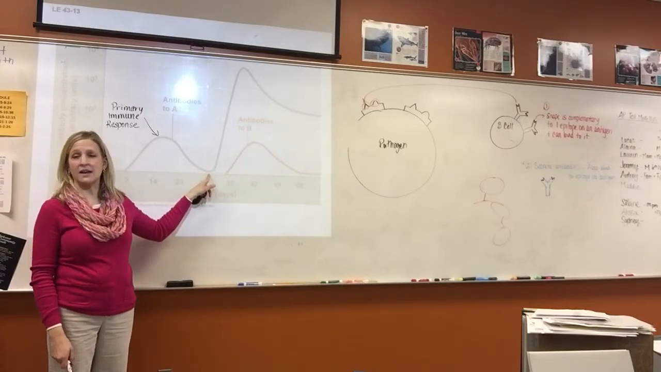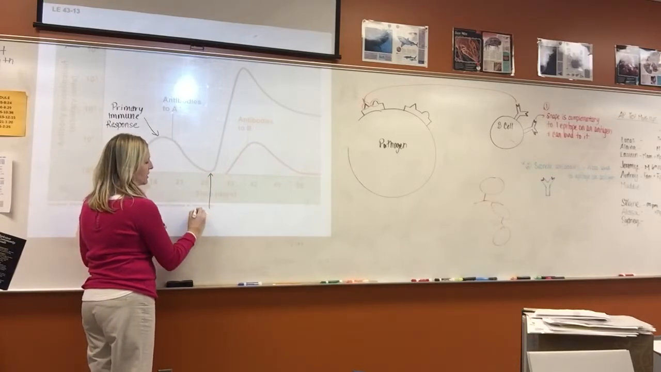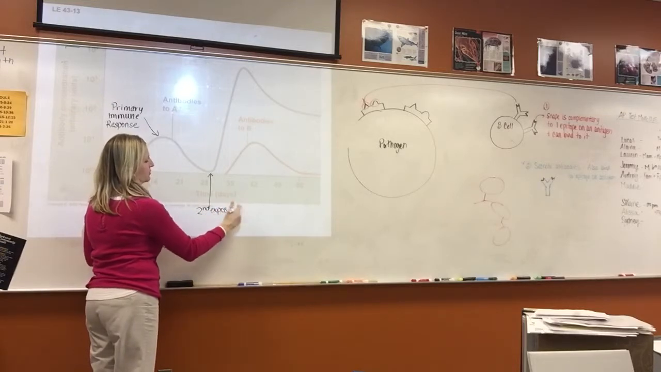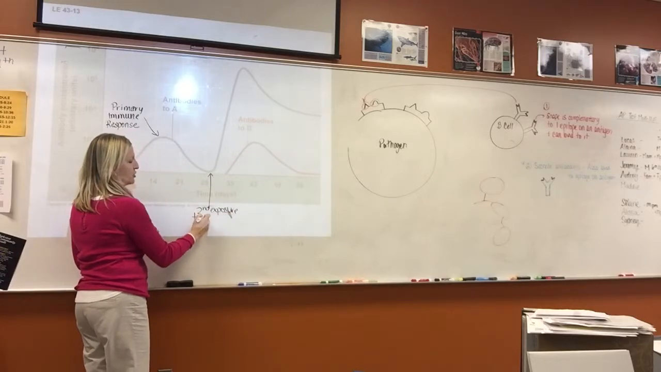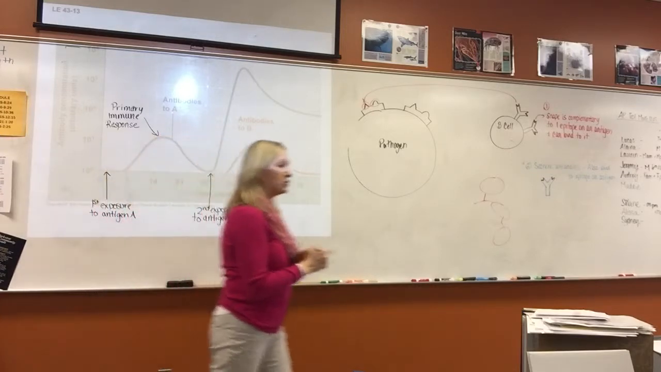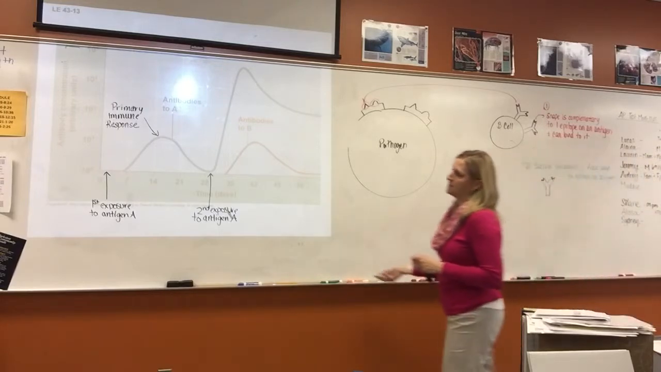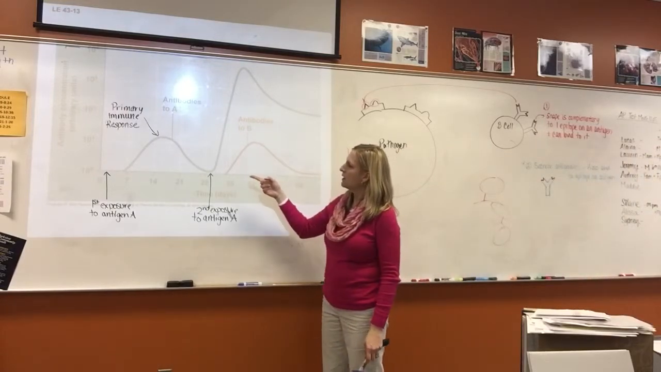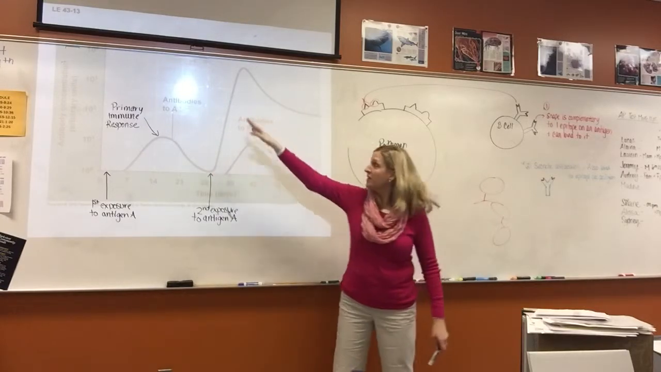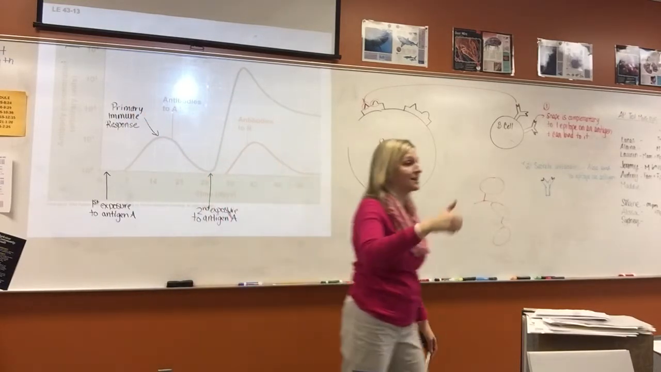The antigen comes back. So right before this spike, right here, I'm going to put an arrow here. This is going to be your second exposure to antigen A. So you've gotten exposed to it a second time. And so after you're exposed to it a second time, look at here, your antibodies spike up. And look at there, you have way more antibodies the second time than you did the first time. So the response the second time is greater.